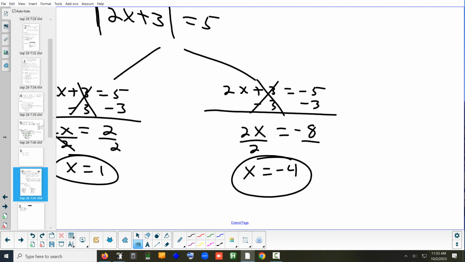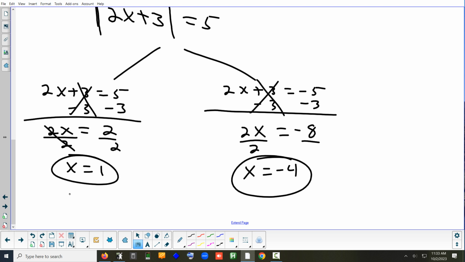Okay, so that's an absolute value equation. Again, something you did in Algebra 1 probably a while ago, but just reviewing it here quick. But any questions on that? Okay.